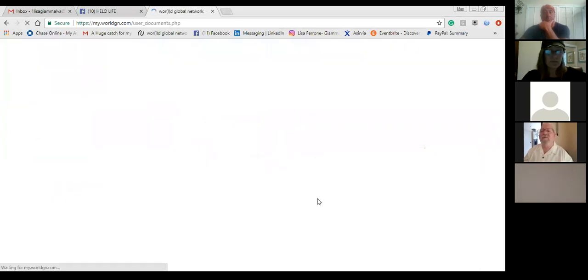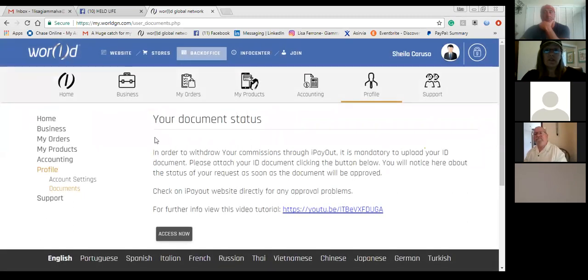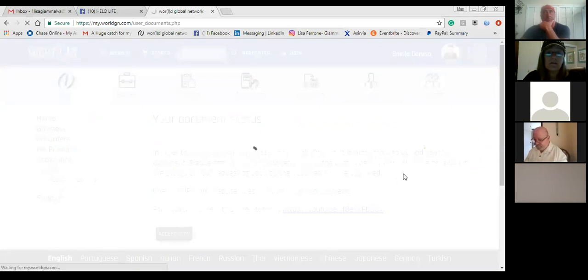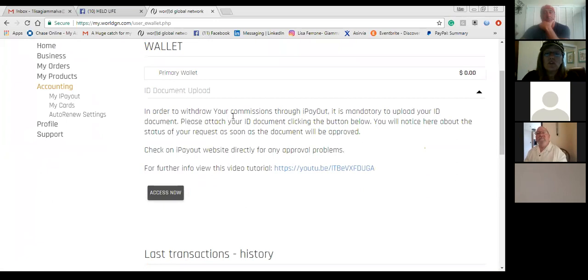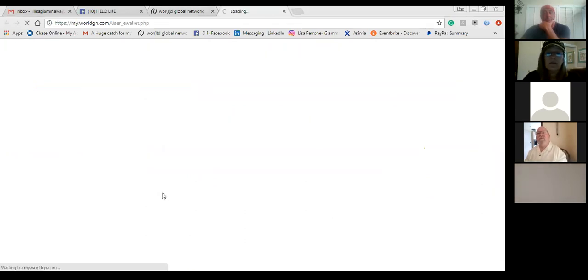Documents. This just shows that there's no documents right now. This person did not upload their ID. So now let's go ahead and set up their wallet. So I click on accounting. First thing I'm going to do, it says in order to withdraw commissions through the iPayout, it's mandatory to update your ID. So I'm going to click here.